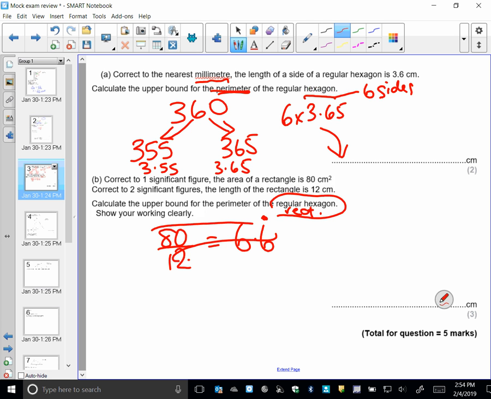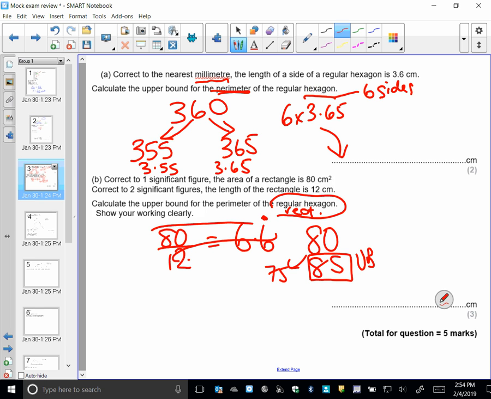So the upper bound of the area would be what? Remember, pretend it's 85 and this is 75. 80, so we would say that it would be 85 and 75. So our upper bound is 85, yes? Yeah. So to get the upper bound of the width, we would take the lower bound of the length, 11.5. Are you with that?